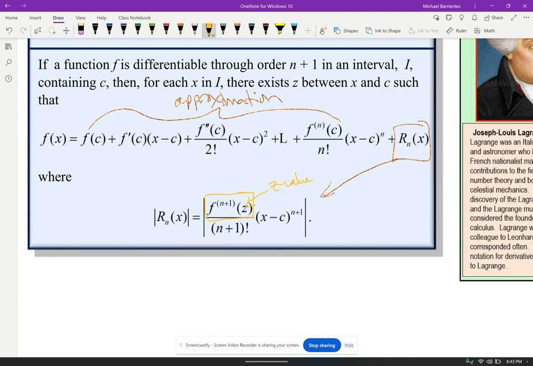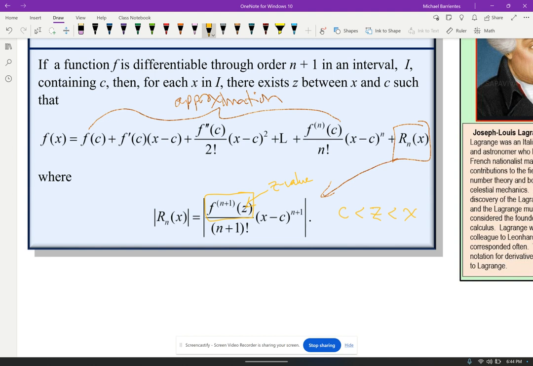Now, what is this magical z value? Well, it says right here there exists a z value between x and c. So the z value is trapped between the center and the x value that I'm trying to evaluate. Well, where is it?